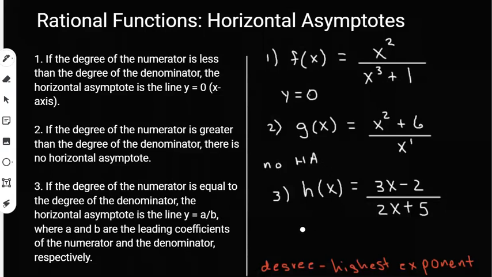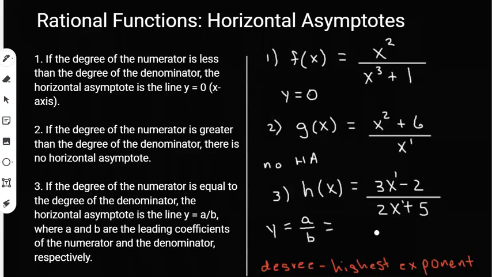Okay. And then the last rule is, number 3, if the degree on the top is equal to the degree on the bottom, then the horizontal asymptote is going to be the line y equals a over b. So notice that the degree for number 3 on top is 1, while the degree on the bottom is also 1. So that means we have a situation where the horizontal asymptote is going to be y equals a over b. So what is a and what is b?